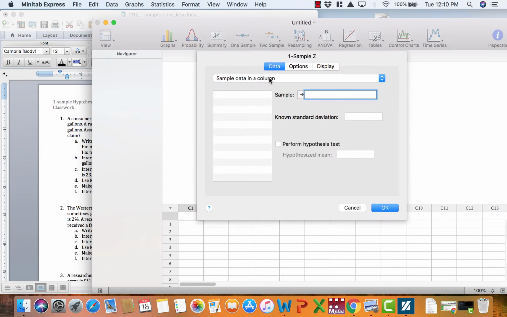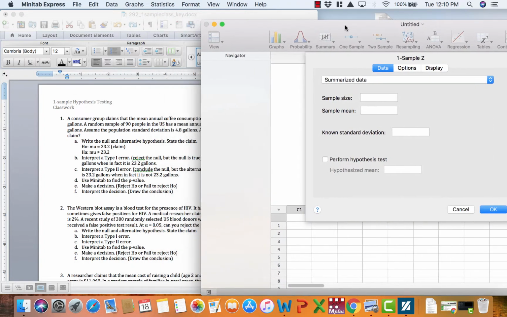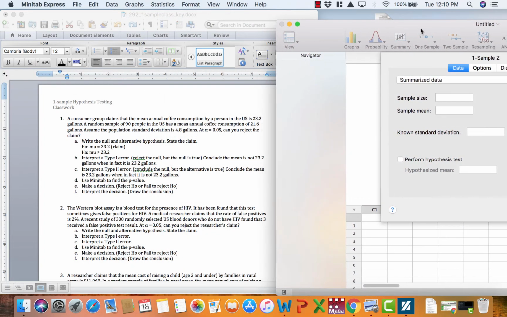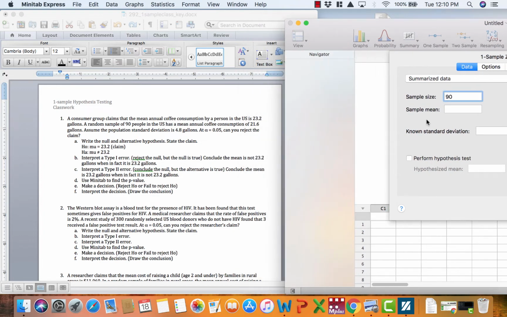All right. We do not have data from a data file, so we have summarized data. All right. And we take a look at our problem here, and our sample size is 90. Our sample mean is 21.6. Our known standard deviation is 4.8.